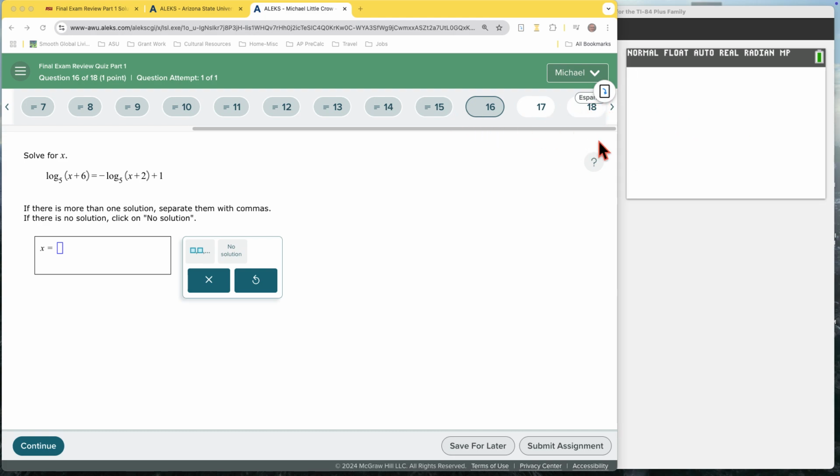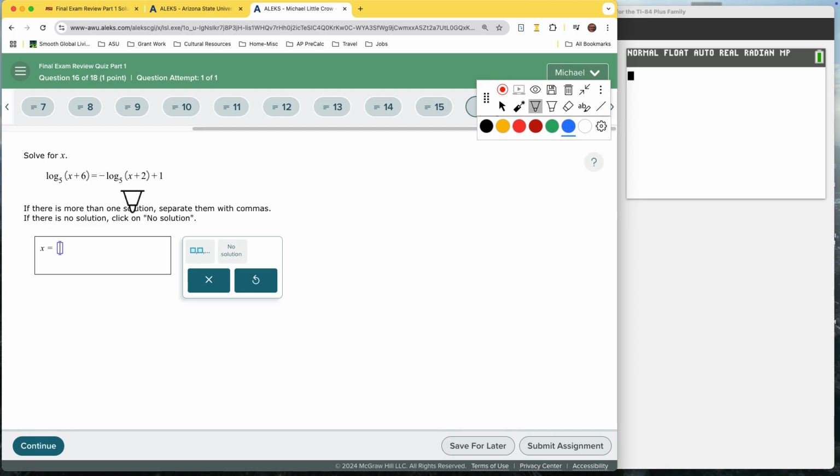For the final exam review quiz part 1, what we are asked to do is solve a logarithmic equation, and if there's more than one solution, separate them with commas. One approach to this is to get the logs on the same side, combine them, and then solve that way. That's going to be a little bit longer and involved. I'll show you that in a moment.